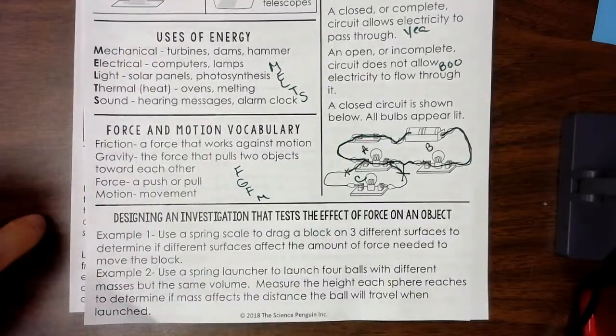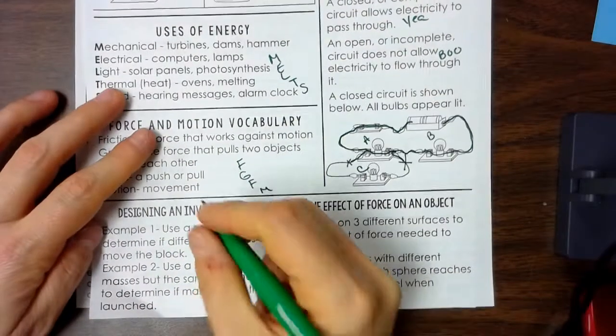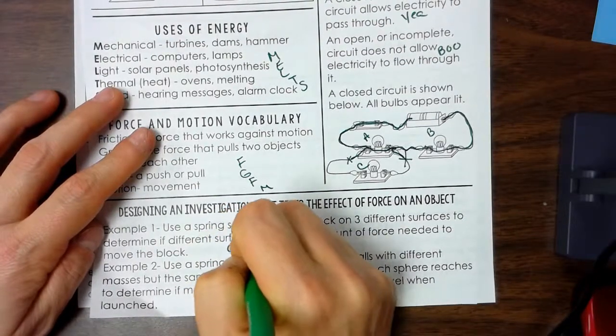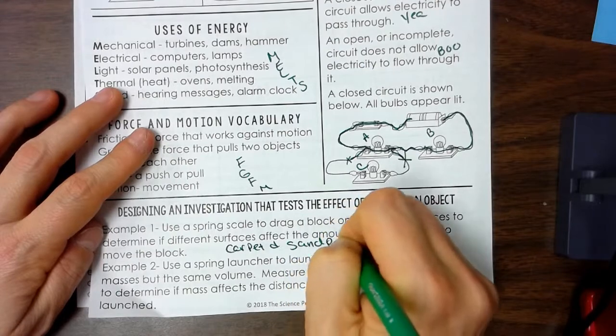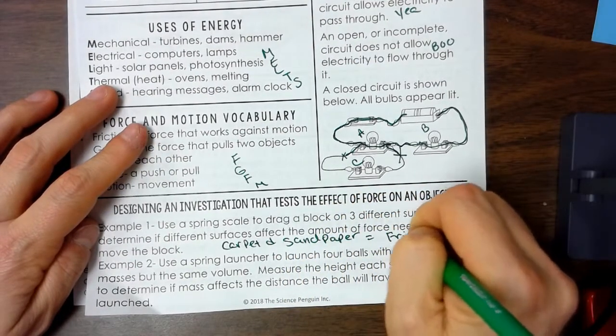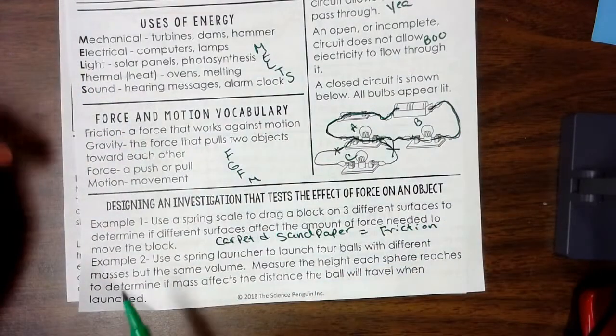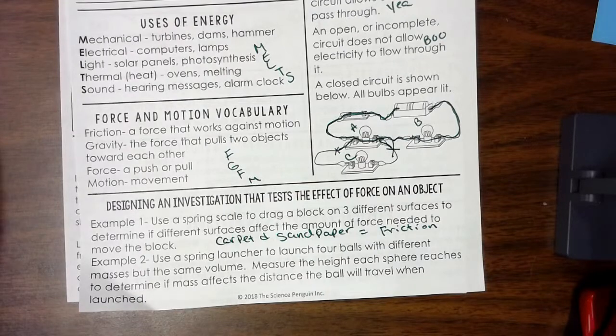If you pull it on different surfaces, what were the 2 surfaces that provided the most friction? The carpet and the sandpaper, right? Equal friction. How's that? You like that? All right. And we use our spring scale, right? We were dragging them, and we all actually measured how many newtons it took to pull the item.